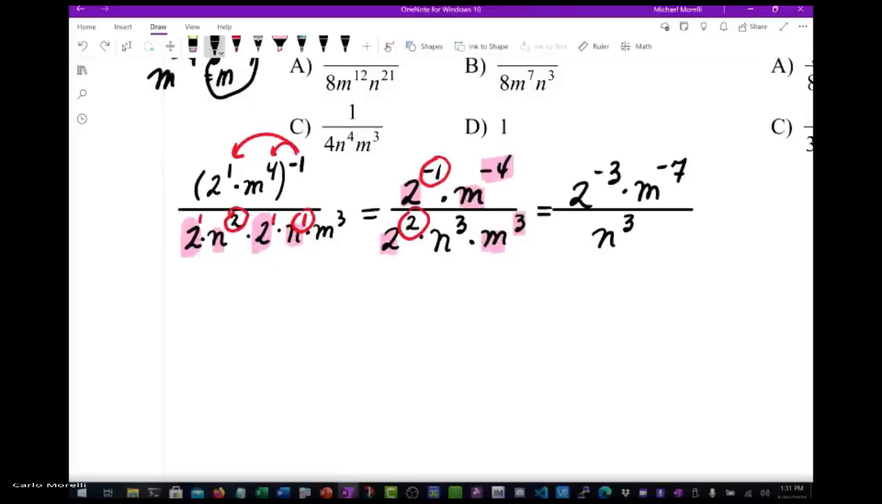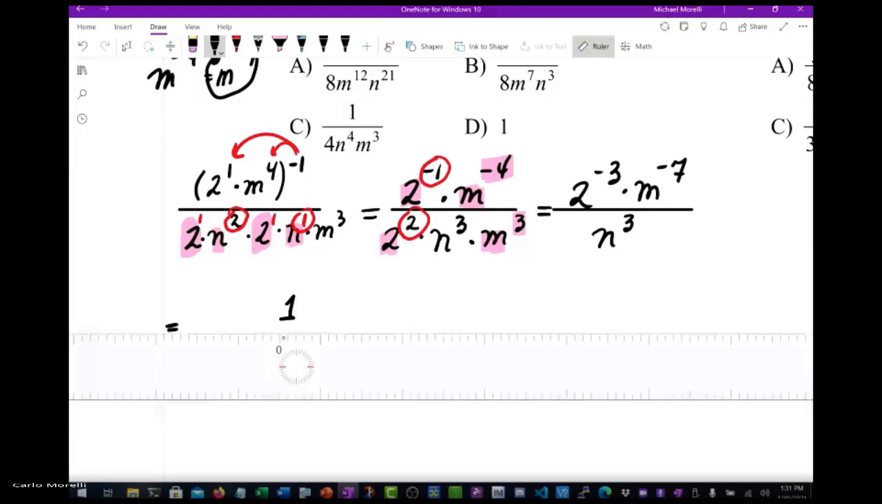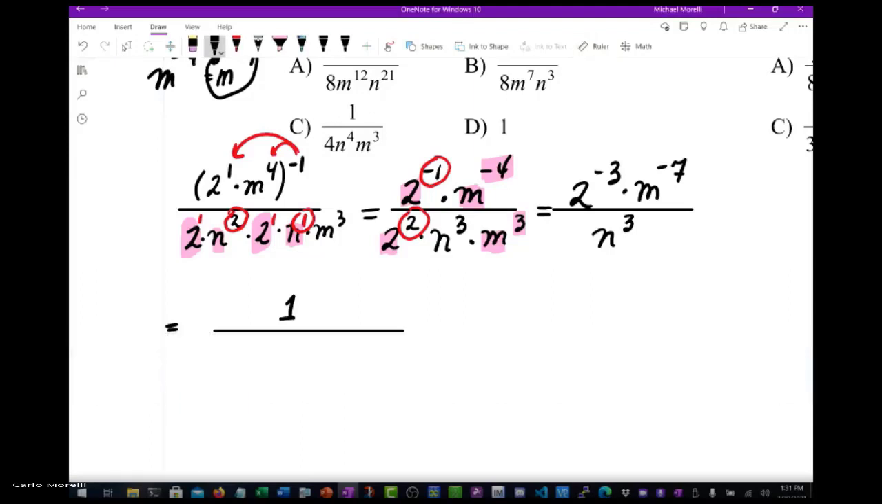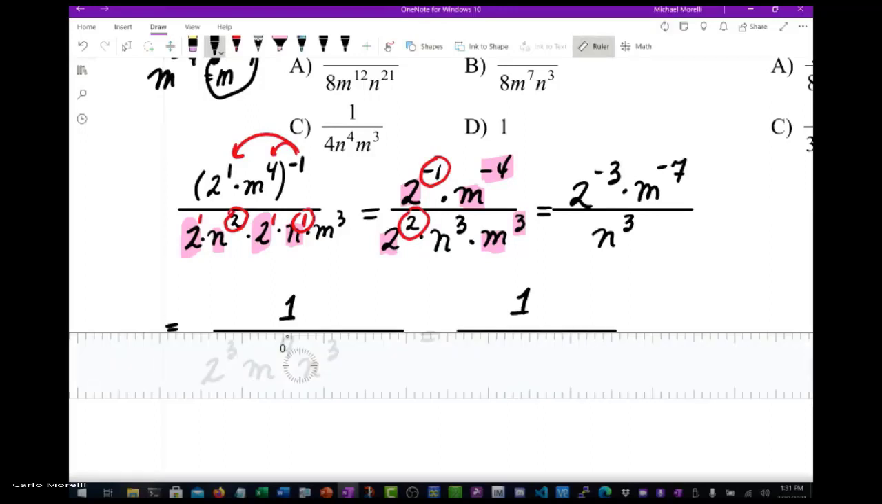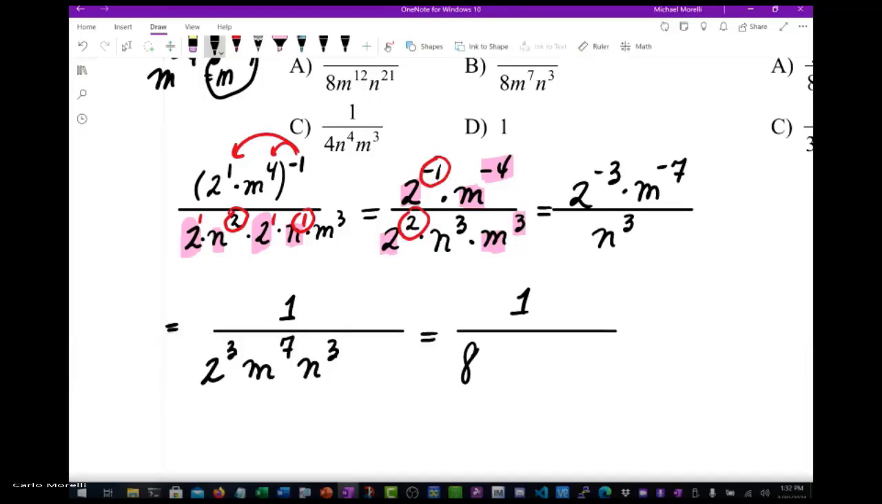So up on top, I'm just going to have a 1. You see, because I've moved everything away from the top, so I have to put a 1 as a placeholder up there. Then a big fraction bar, and I'll write 2 to the third power, m to the seventh power, n to the third power. The final step is just to recognize that 2 to the third power is 8. So that's 1 over 8, m to the seventh, n to the third. And here we go.